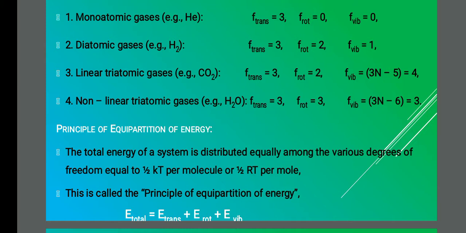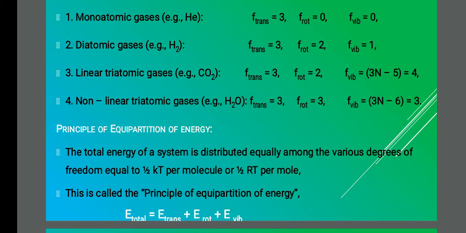So equipartition of energy is nothing but the total energy of a system which is distributed equally among the various degrees of freedom, equal to half kT per molecule, and for a mole, half RT. So this principle we call the equipartition principle. So we can calculate the values, looking at the degrees of freedom one by one.